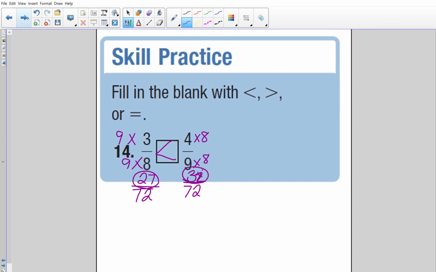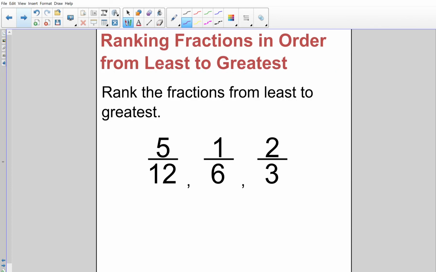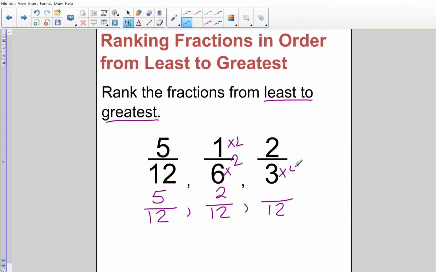Okay? And then finally, you have to rank some of your fractions in order from least to greatest. So least to greatest, again, you need to come up with a common denominator. So 12 would work for all three. You'll start to see denominators a lot faster the more you work with them. So I can keep 5/12. If I multiply by 2, I have 2/12. If I multiply by 4, I have 8/12.